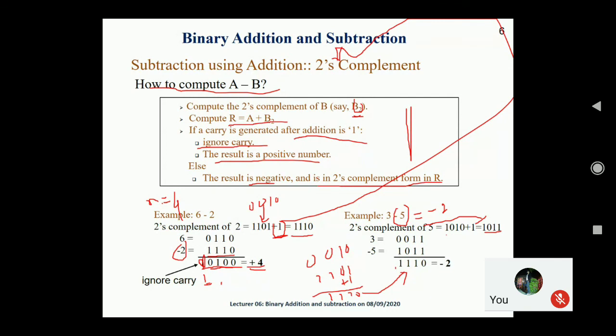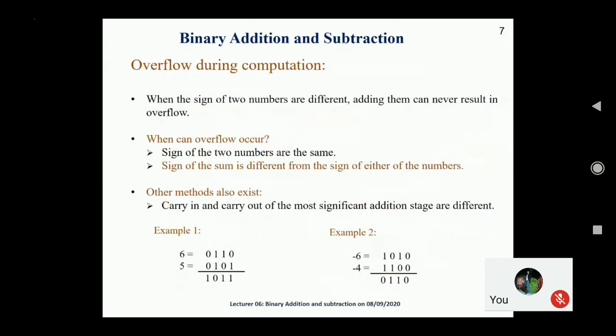Now this one is 6 minus 2, it is okay. 4 bits are required. But if it is some other numbers, 4 bits is not sufficient. If you are trying to do it with 4 bits, the overflow situation occurs. So next, how can overflow occur? See, when the signs of two numbers are different, adding them can never result in overflow. That is the very specific condition.